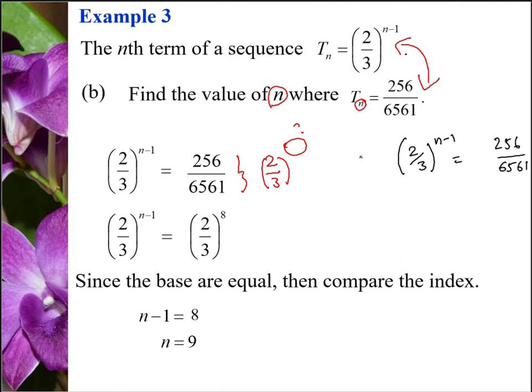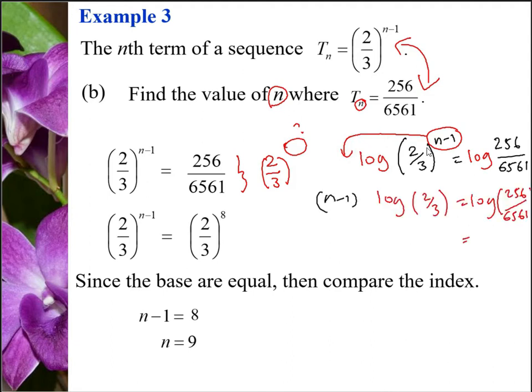Another method to solve is you can put log on both sides of the equation. Why do we need to put log on both sides of the equation? It is because we want to change the position of the power and bring it down. Once you have brought n minus 1 to the front of the log, what you can do is press your calculator for these values and then replace them here.